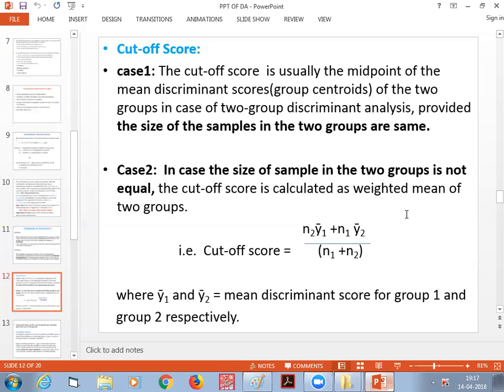Then how to calculate the cutoff score? The formula is this one: (N2 Y1 bar plus N1 Y2 bar) divided by (N1 plus N2). If the sample sizes are the same, just simply take the average. If the sample sizes are not the same, then the cutoff score can be calculated using this formula. Y1 bar and Y2 bar are nothing but the mean discriminant scores, and that mean discriminant score is nothing but the centroid. Don't get confused with the term centroid. Centroid is nothing but the mean discriminant score of the first group and the second group.